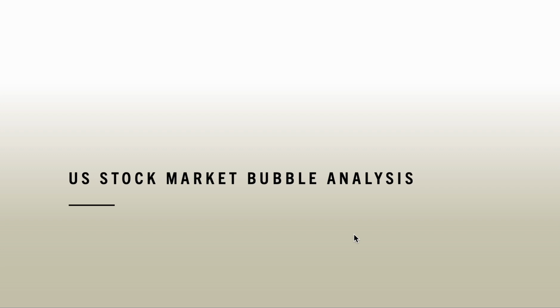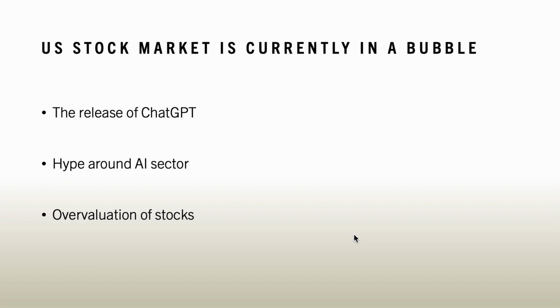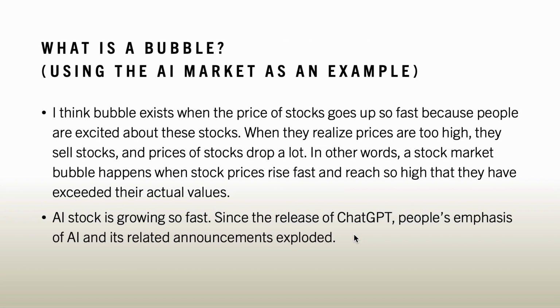So this will be a brief presentation about the US stock market bubble analysis. Personally, I think the US stock market is currently in a bubble. Since the release of ChatGPT, there's a hype around the artificial intelligence sector, which drives the overvaluation of the stocks. So what is a bubble?